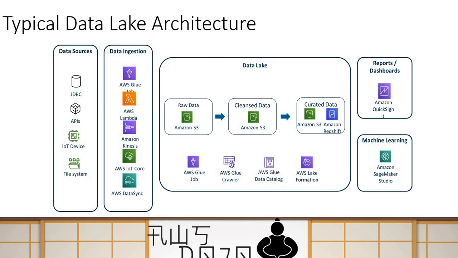Now in the data lake, again, your data is in three formats: raw data, cleansed data, and curated data. And generally you try to keep your raw and cleansed data in an Amazon S3 bucket. But when it comes to curated data, you can have your data in an Amazon S3 bucket, or you can also keep it in an Amazon Redshift cluster if your data is more of a warehouse kind of data.